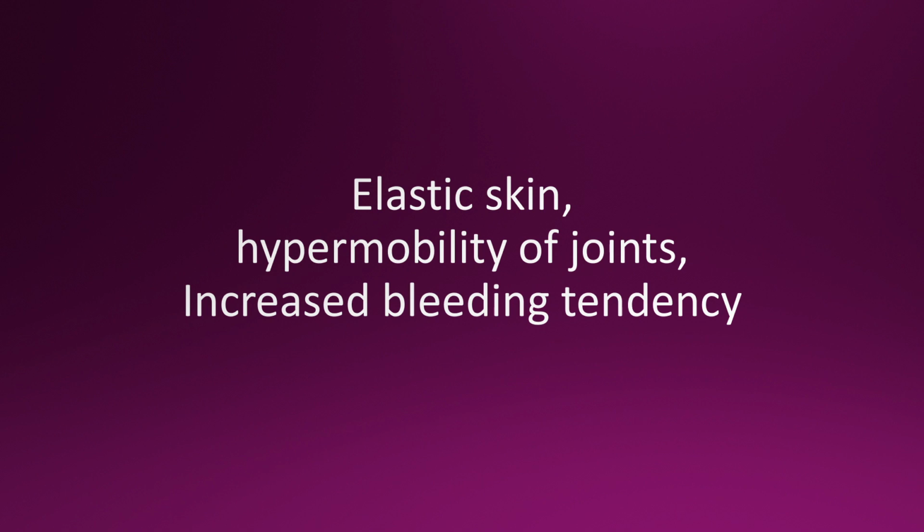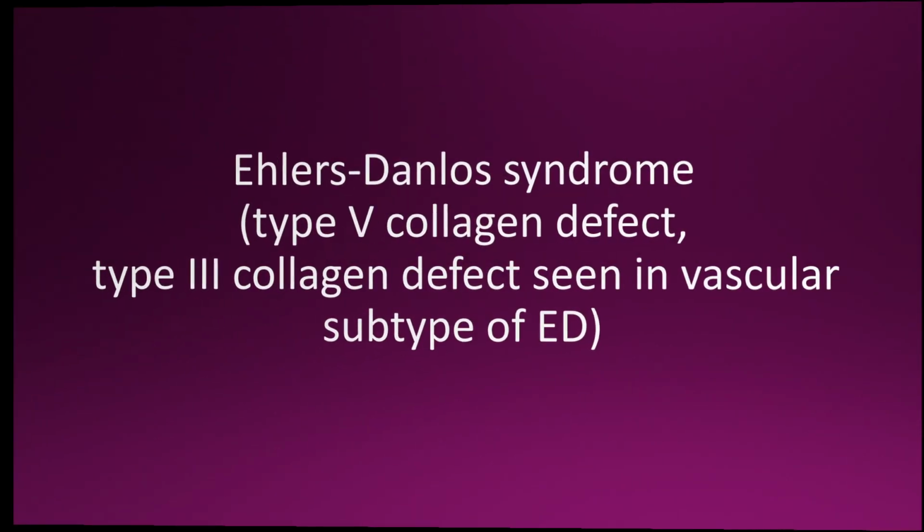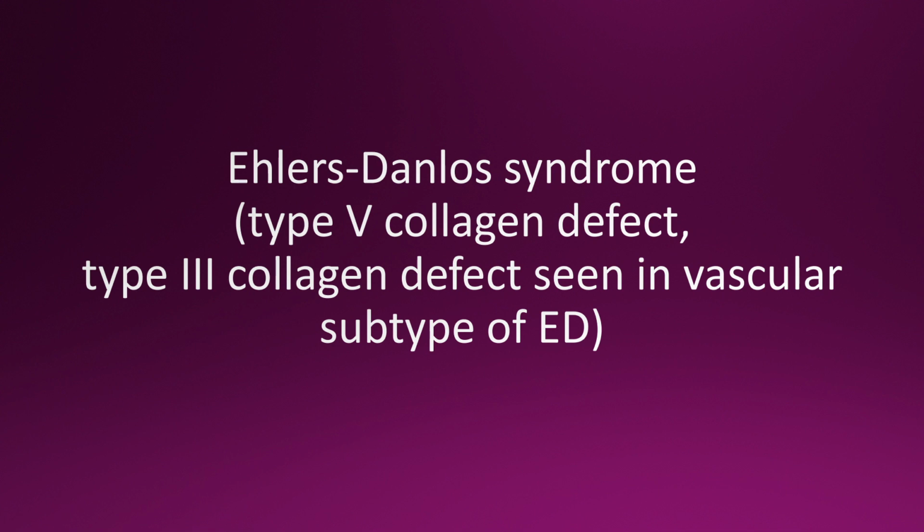If we have elastic skin, hypermobility of joints, and increased bleeding tendency in a patient, now can you think of a diagnosis? Ehlers-Danlos syndrome. Basically, in the classical Ehlers-Danlos syndrome, we have type 5 collagen defect, but we have one subtype known as the vascular type, in which vessels, muscles, and organs are prone to rupture that is caused by a type 3 collagen defect.